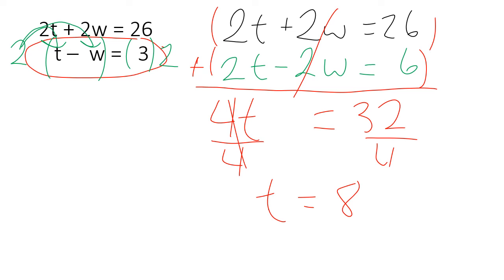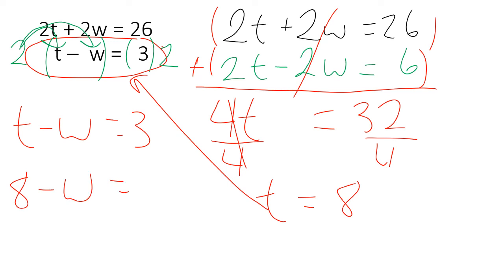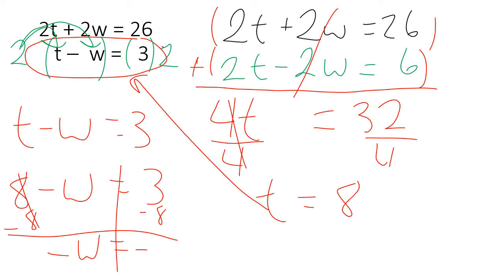Now I'm going back to my original equation here. If t minus w is 3 and t is 8, 8 minus w is 3. I know that by doing it in my head that it's 5, but in case I didn't, I could say subtract 8, subtract 8. I got negative w is equal to negative 5. Divide by negative 1, divide by negative 1, w is 5. So now I have my answer as t is 8 and w is 5.